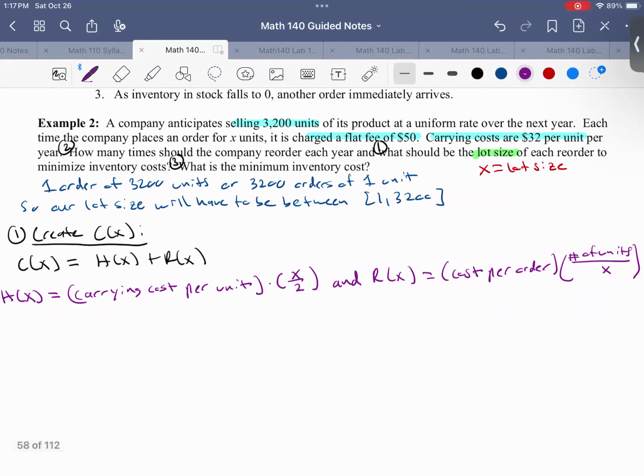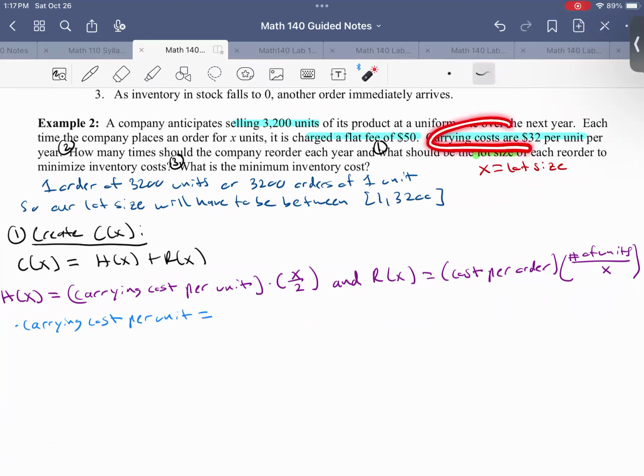So I know that carrying costs per unit equals, right here, carrying costs are $32 per unit. So that's what that is, $32. Okay, and what's the next thing I need?